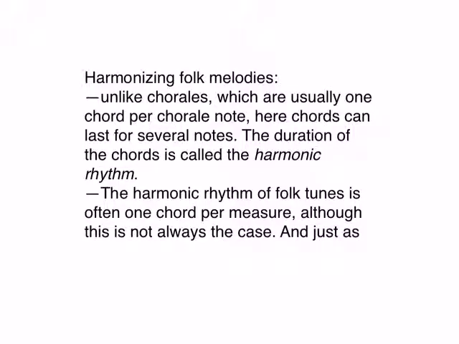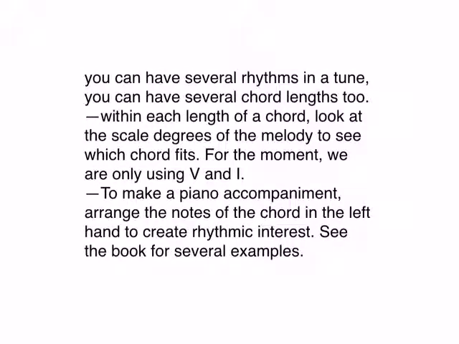Now let's talk about harmonizing folk melodies. Unlike chorales, which are usually 1 chord per chorale note, here the chords can last for several notes. The duration of these chords is called the harmonic rhythm. The harmonic rhythm of folk tunes is often, but not always, 1 chord per measure. And just as you can have several rhythms in a melody, you can also have several harmonic rhythms as well, but there tends to be one rhythm that you get more often than the others.